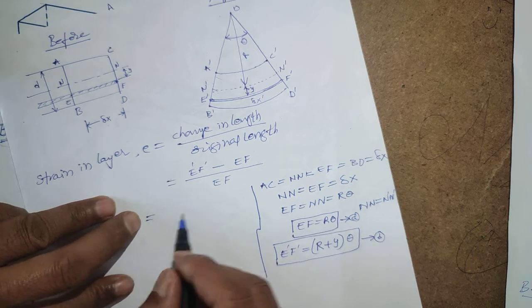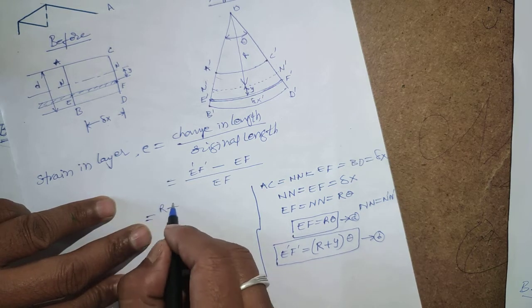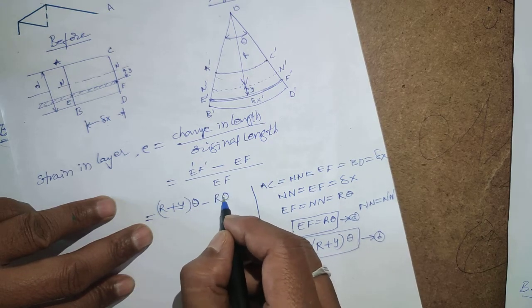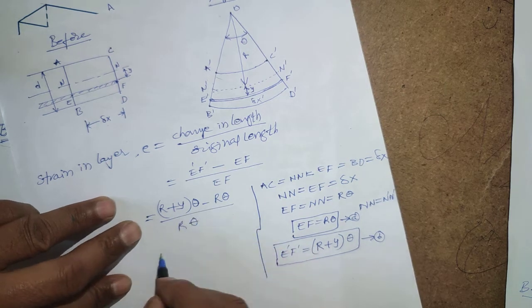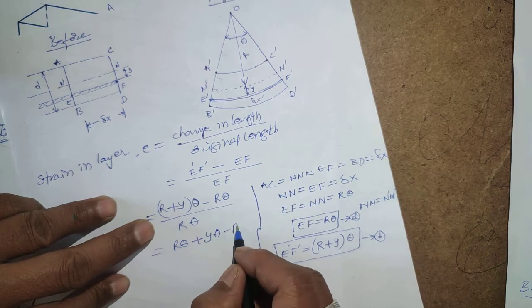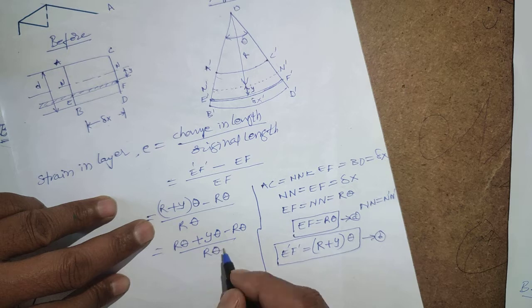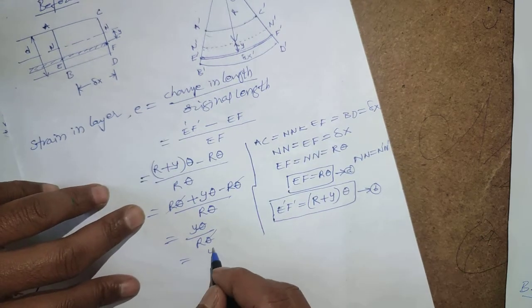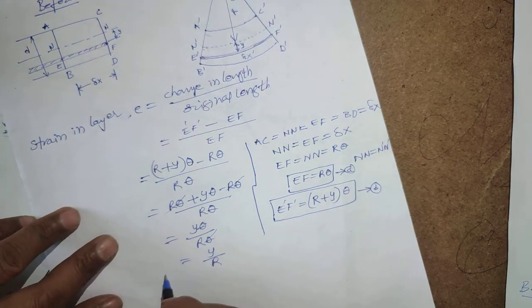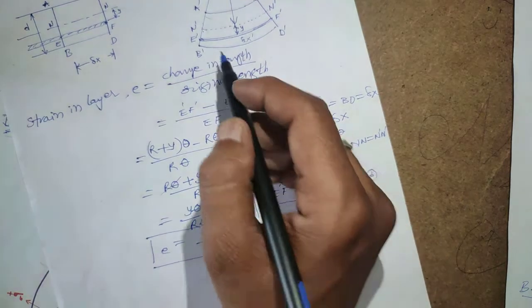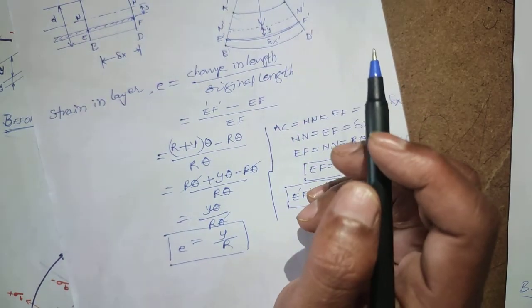So what is this? This is R plus Y theta minus R theta divided by R theta. This is equivalent to R theta plus Y theta minus R theta divided by R theta. Okay, so you can get Y by R theta, theta cancels. This is Y by R is equivalent to E. This is the strain in the layer.